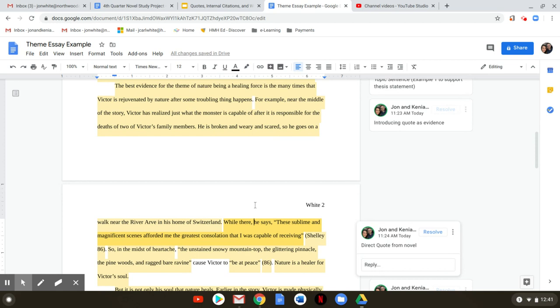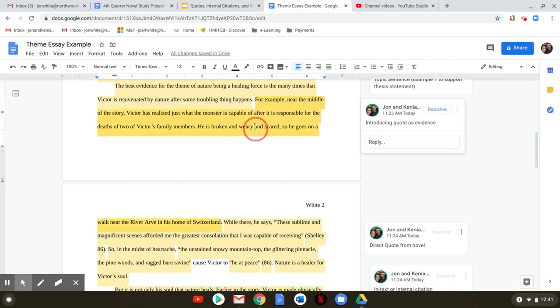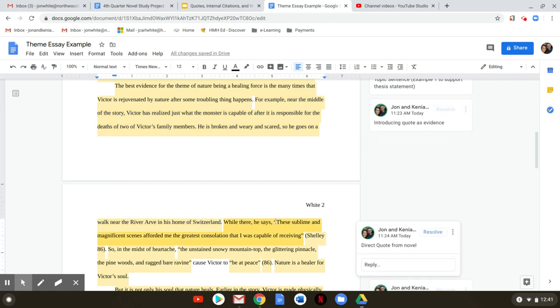While there, on this walking tour of the river in this beautiful, picturesque Switzerland, he says, so we get Victor's own words, "these sublime and magnificent scenes afforded me the greatest consolation that I was capable of receiving." There's the quote. We're going to go on to discuss why that quote supports my thesis statement, but for right now, we introduced it, saying where it happens in the story, and then we put the quote here. It has quotation marks on each side, and then I want you to notice what happens after the quote.